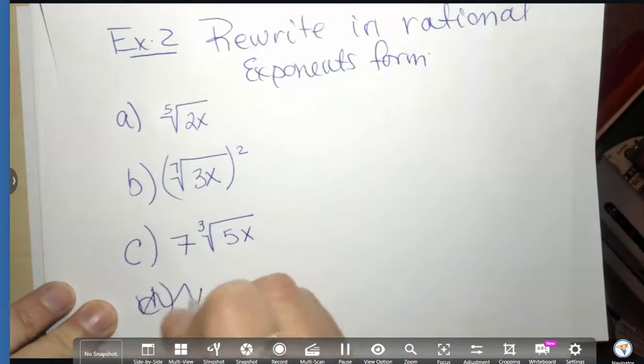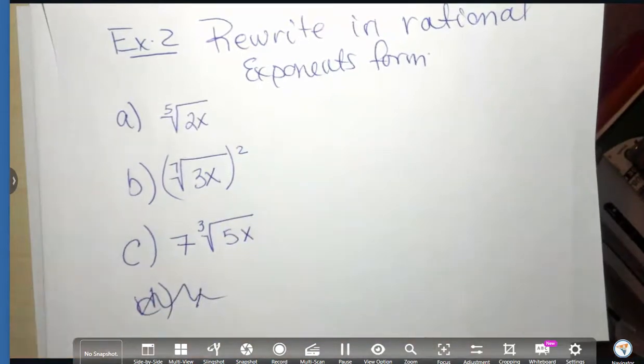And then our last one is going to be 4. And let's not do the last one. Let's just do those 3. So pause your video and then practice those 3 and then come back and check your work.